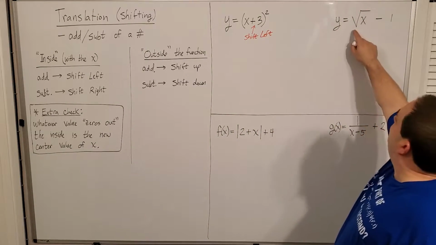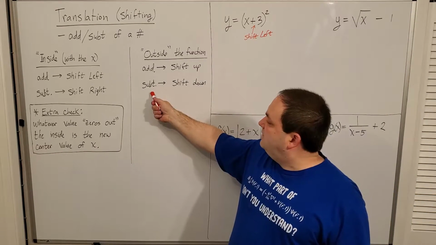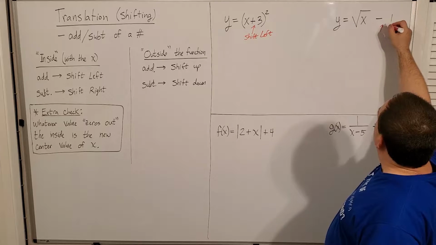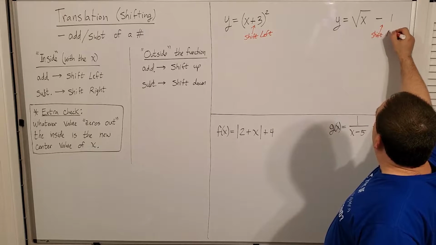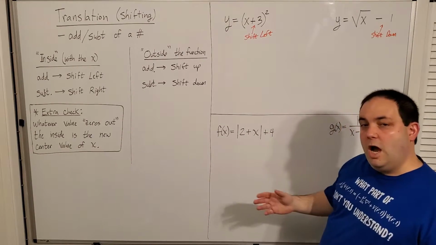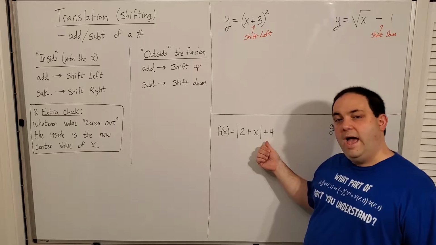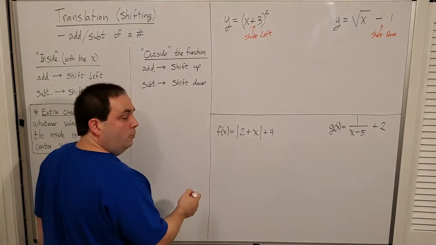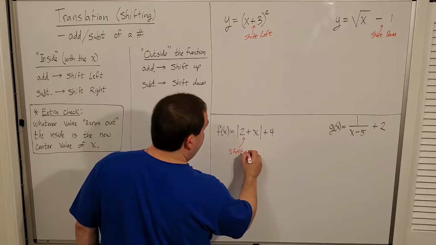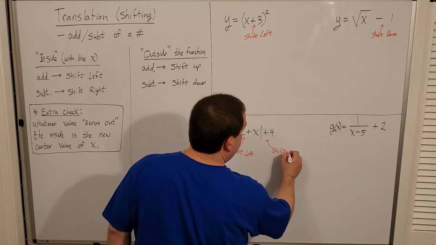How about this one? Square root of x, and then there's a minus 1 on the outside. Well, I'm subtracting, and it's outside of the radical. So this minus 1 right here is going to be a shift down. Okay? As I was saying before, you can have a combination in your shifts. See, notice I have a 2 added on the inside and a 4 added on the outside. So for this particular problem, this 2 right here is going to be a shift left, and this plus 4 right here is going to be a shift up.